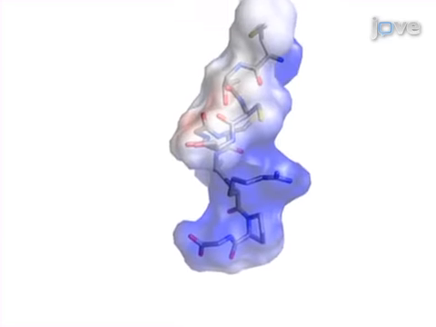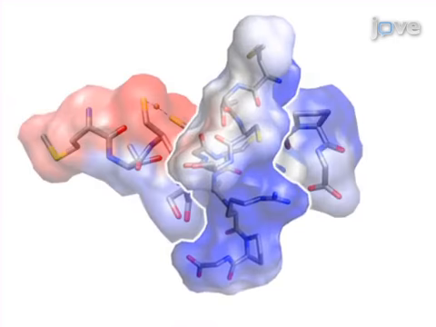Ultimately, NMR-derived structures are used to determine the mode of binding and to perform structural analysis on the copper-bound complex.